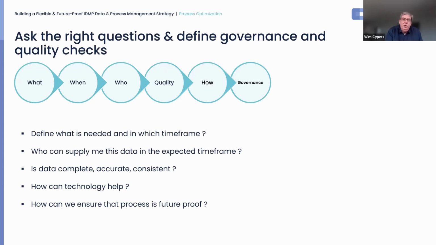But of course you can't look at data and process separately. So if you haven't had a chance, or if you were unable to participate in this previous session, I would recommend that you really also have a look at it and see how those two are actually related to each other. But now let's focus on the process.